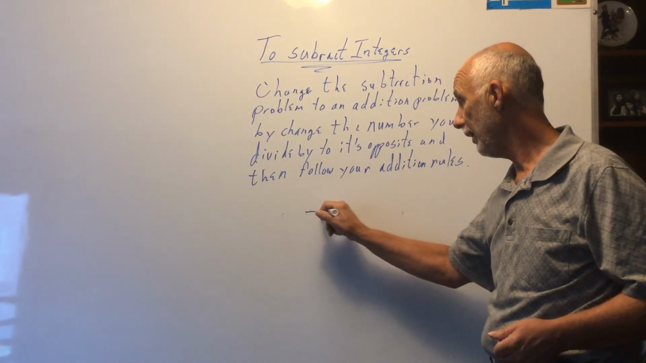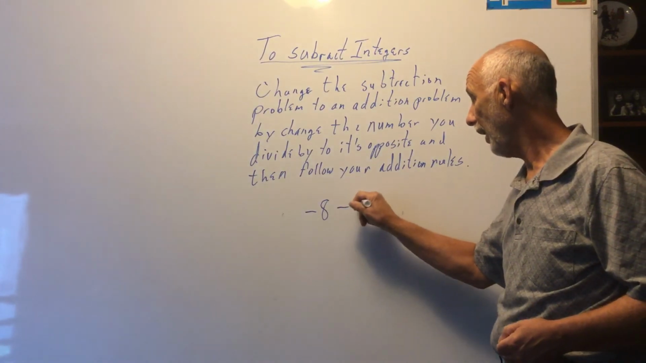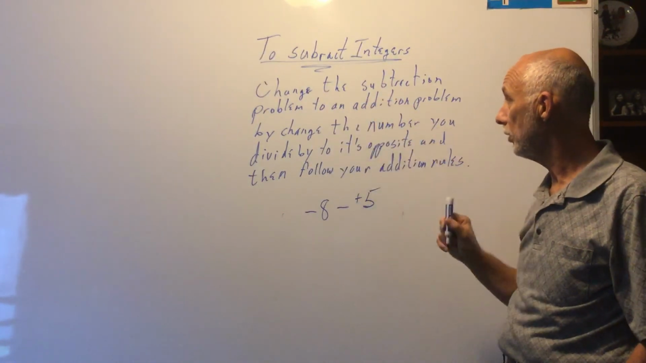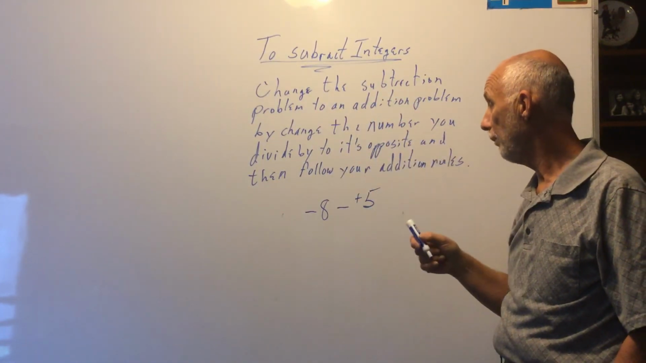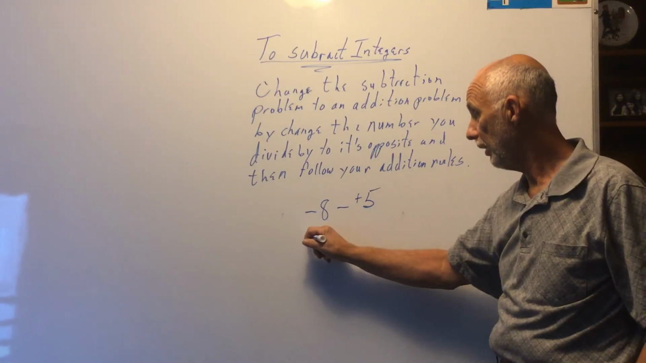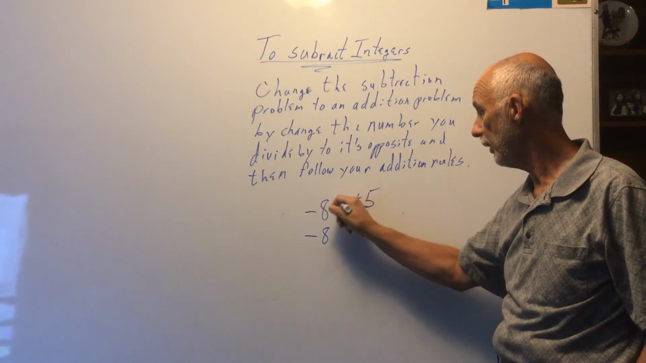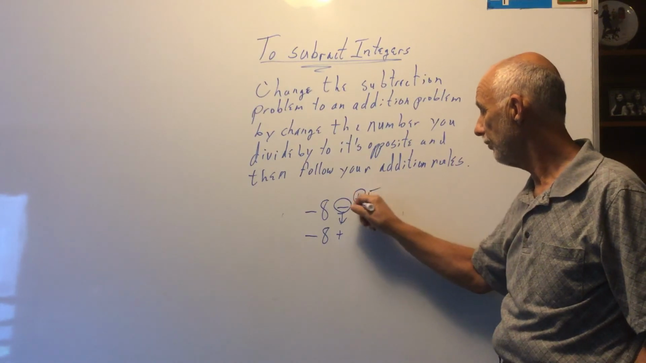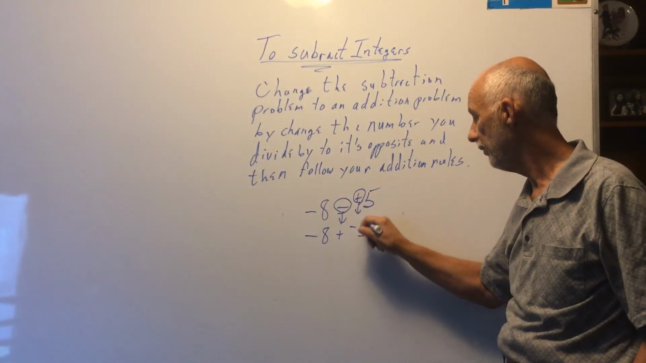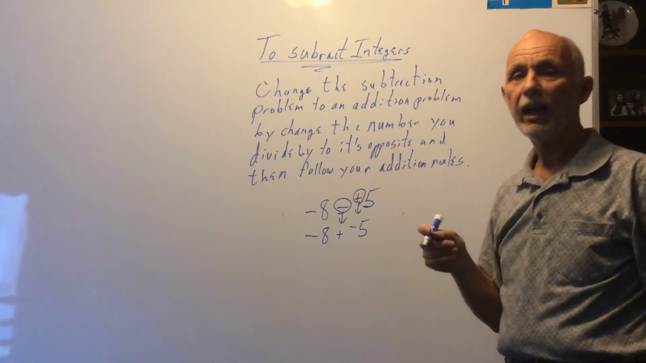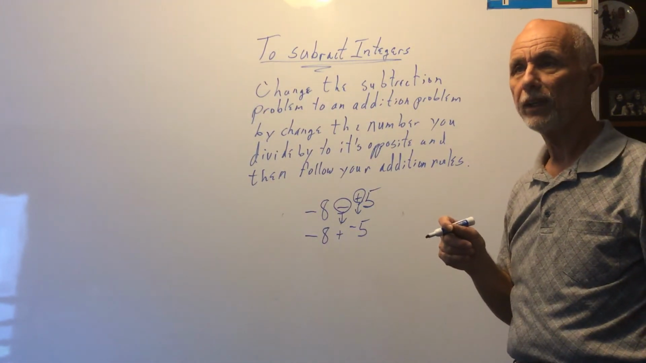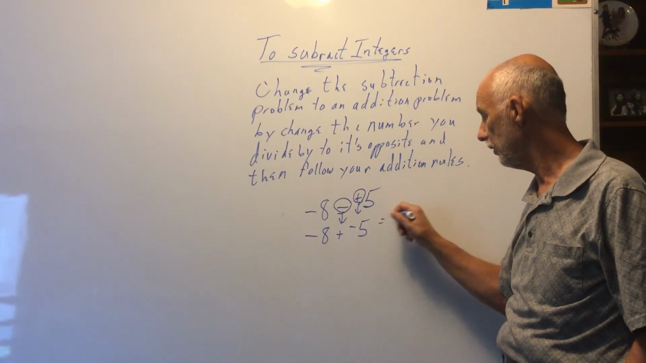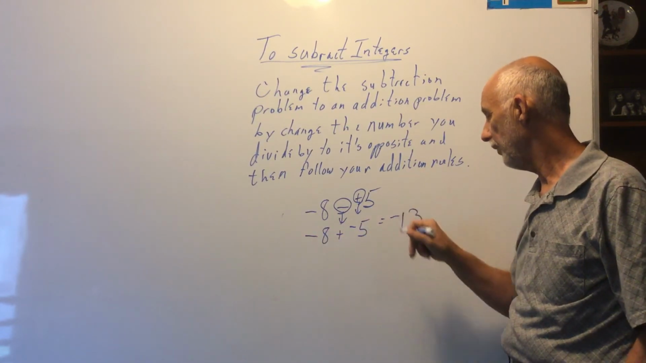Let's try a -8 minus a +5. Now again, I'm going to change the subtraction problem to an addition problem by changing the number you subtract by to its opposite. So change subtraction to addition, and change a +5 to its opposite, which would be a -5. Now I have a negative plus a negative. I have the same signs. So what's the rule when you have the same signs? Add and bring down the sign. So 8 plus 5 is 13, and then I make it a -13.